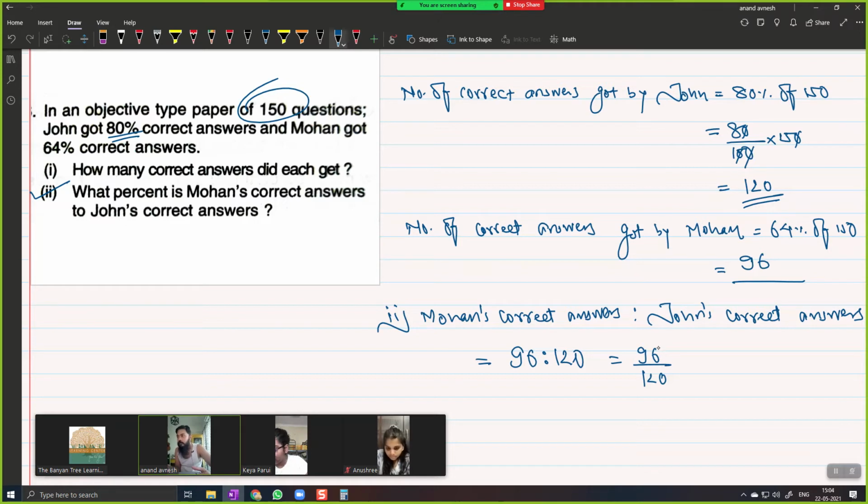They go in the table of 24. 24 fours are, 24 fives are. So 4 upon 5. Now you have to convert 4 by 5 to percentage. So to convert 4 by 5 into percentage, we multiply by 100, right? So this will be 80%. So Mohan's correct answers are 80% of John's correct answers.